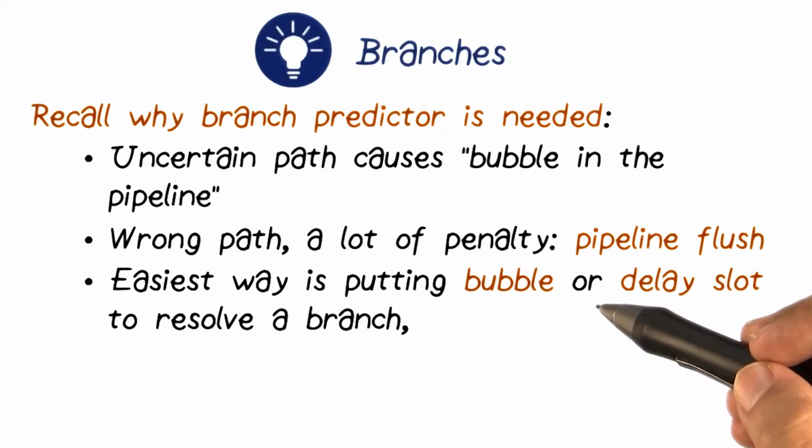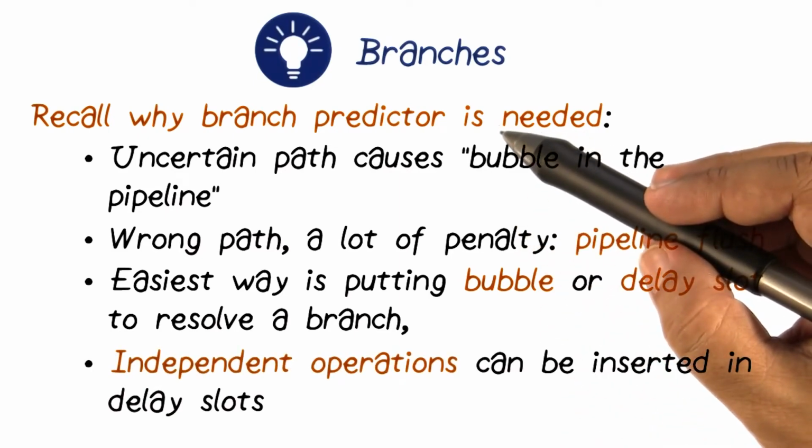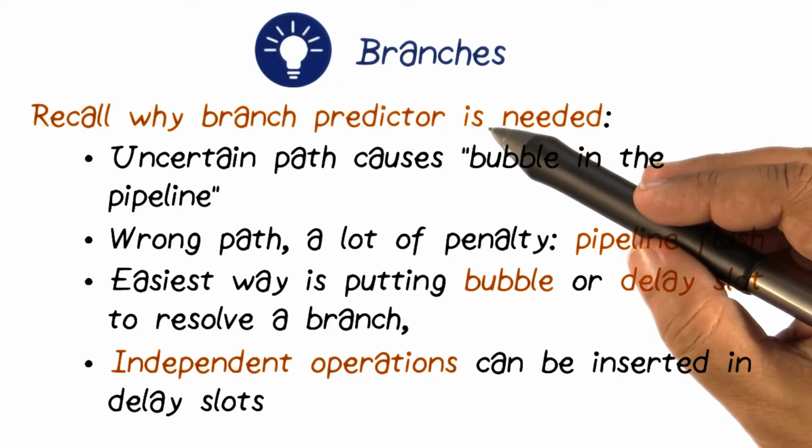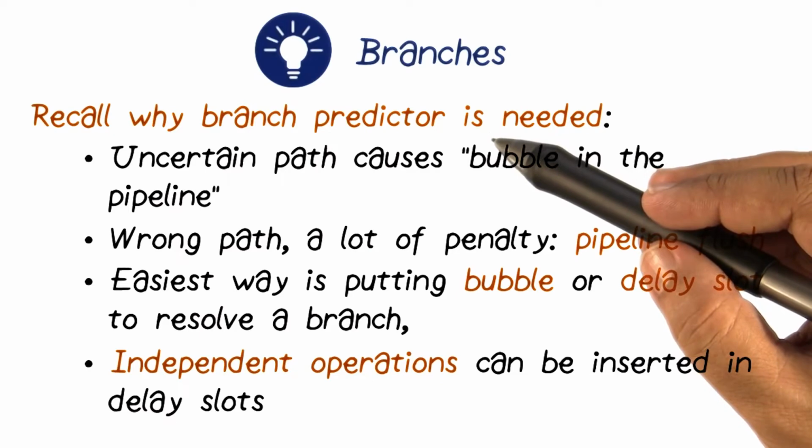But putting such a bubble or a delay slot means we are going to waste some cycles. So what is the solution here? Some independent operations can be inserted in the delay slots to make use of those. In order to reduce or avoid misprediction penalty, many times we have branch predictors in processors. Such a branch predictor is expensive for embedded systems though.